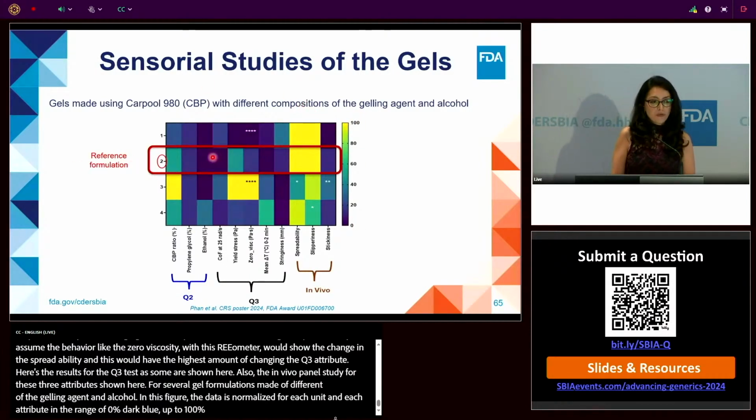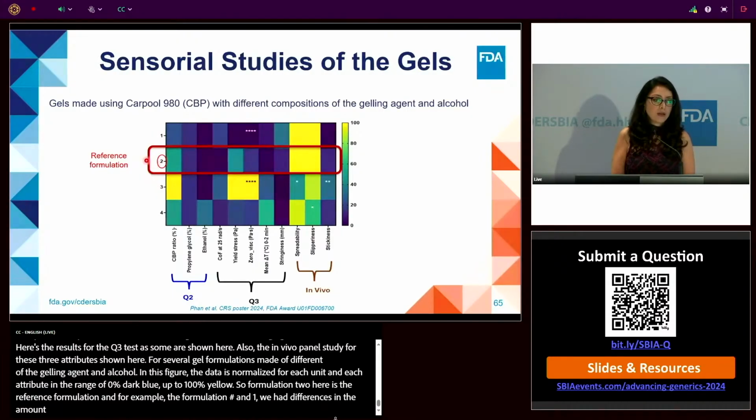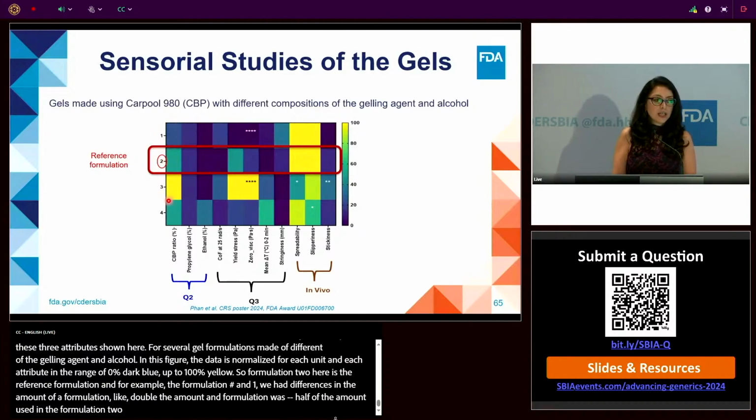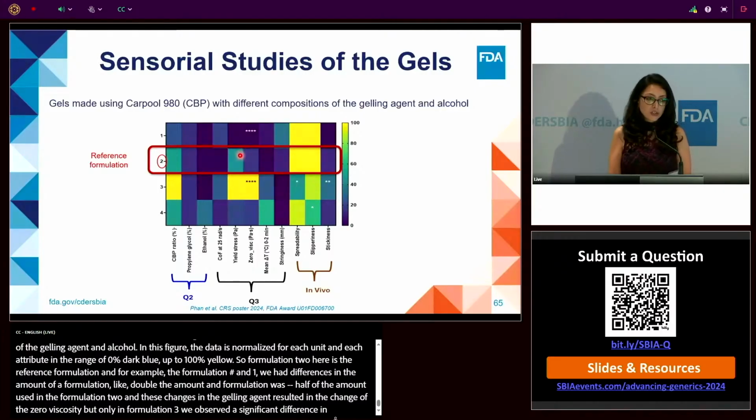Formulation 2 here was the reference formulation. And for example, in formulation 3 and 1, we had differences in the amount of carbopol. Formulation 3 had double the amount, and formulation 1 had half of the amount used in formulation 2. And these changes in the gelling agent resulted in significant change in the zero shear viscosity for these two formulations. But only in formulation 3, we observed a significant difference in the perception of stickiness and spreadability compared to formulation 2.